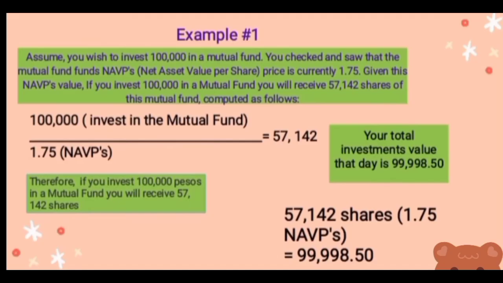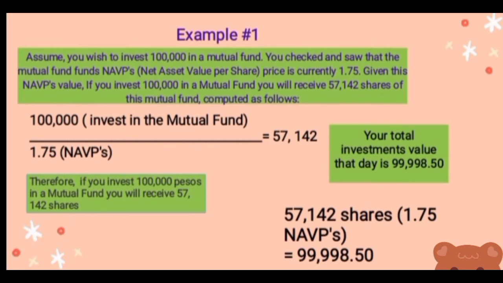Assume that you wish to invest 100,000 pesos in a mutual fund. You check and saw that the mutual fund NAVPS, or net asset value per share price, is currently 1.75 pesos. Given this NAVPS value, if you invest 100,000 in a mutual fund, you will receive 57,142 shares of this mutual fund, computed as follows.